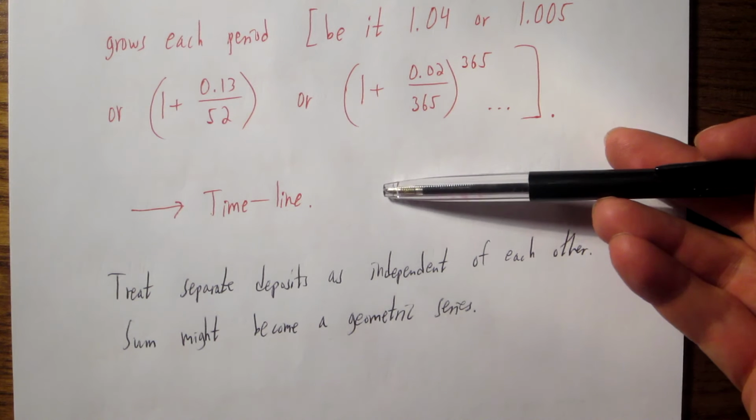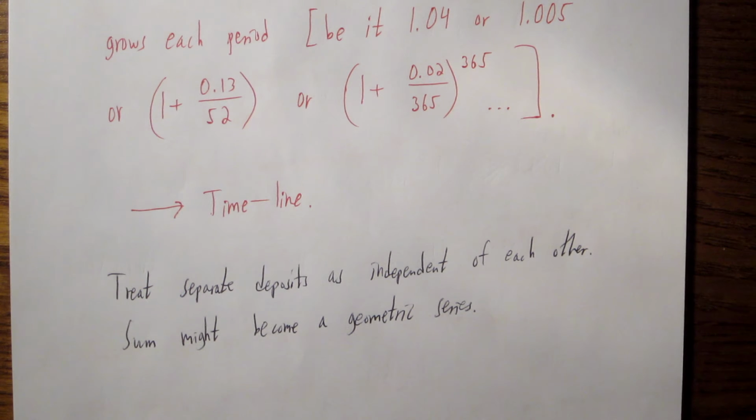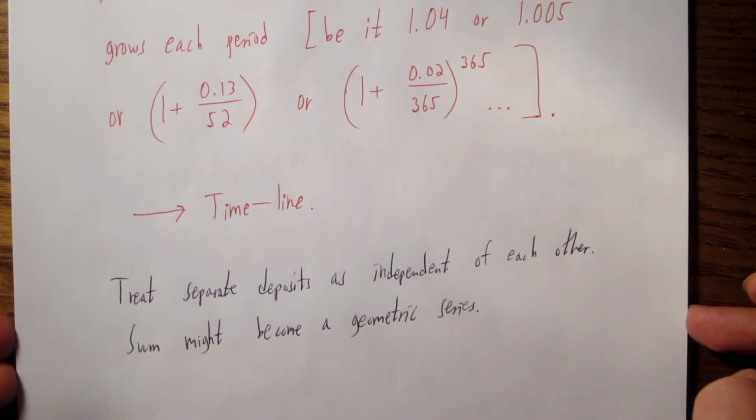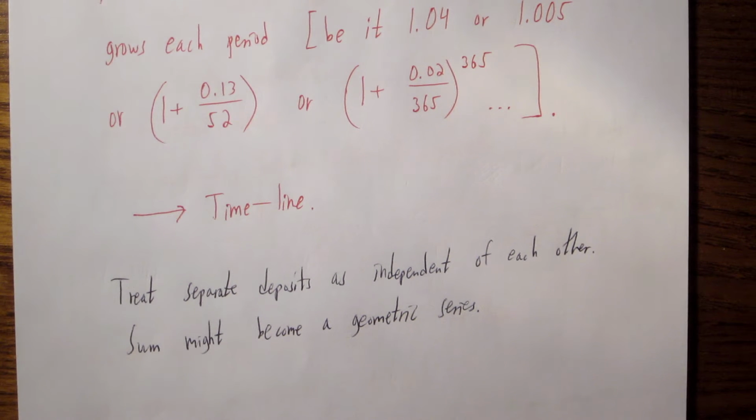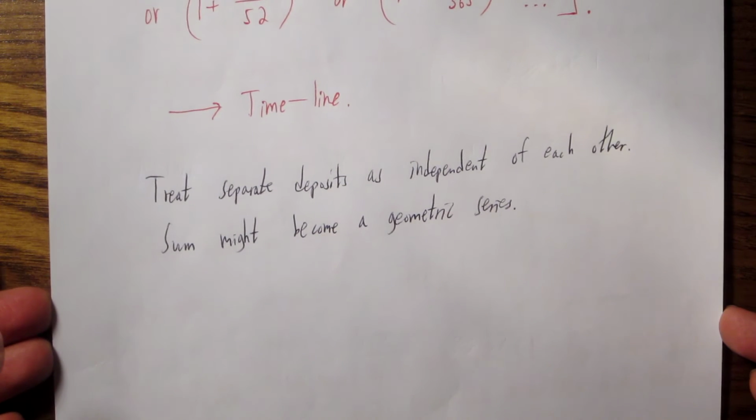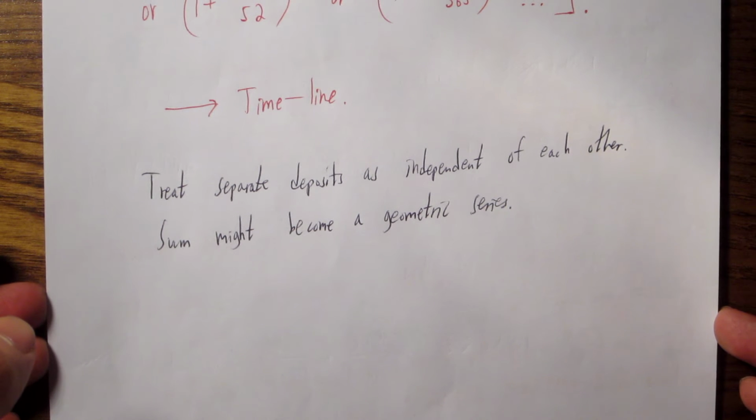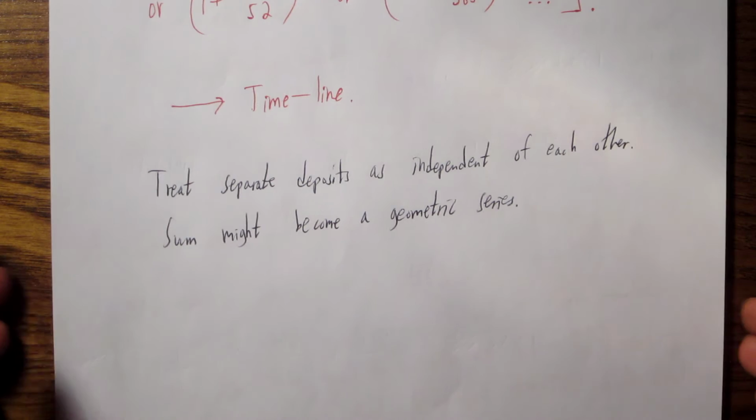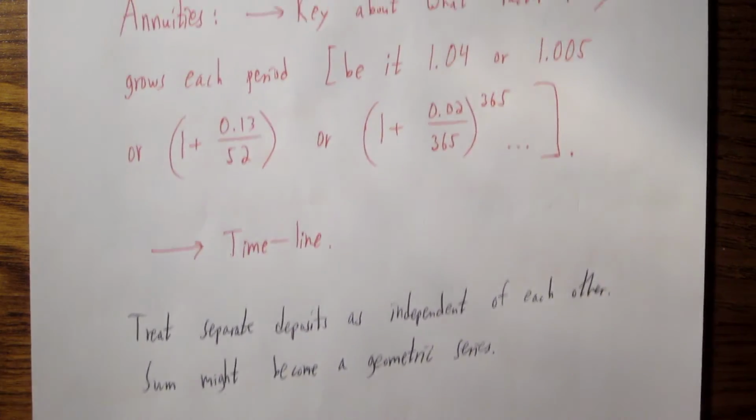You want to do a timeline, pictures can be useful. Just move things along the timeline using periods correctly until they are at your focal time, your time of focus. Treat separate deposits as independent of each other, and in many cases you end up with a geometric series, so you can apply the formula.